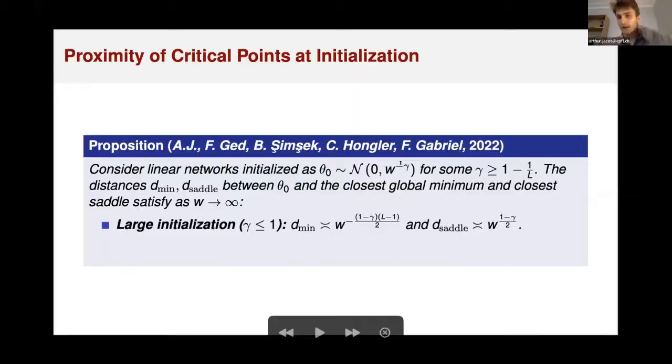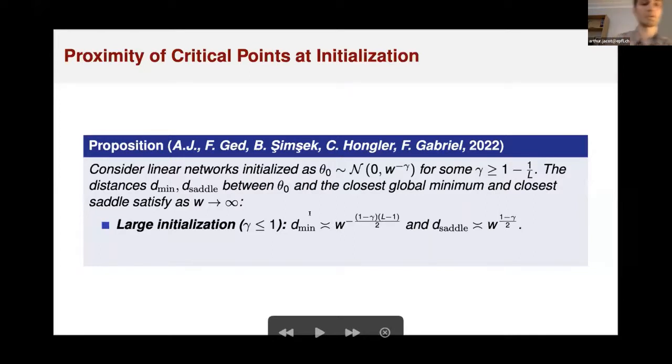And so if gamma is small, it means it's going to be a large initialization. And if gamma is very large, it corresponds to very small initialization, because as the width grows, the variance goes to 0 very fast if gamma is large. And we are only considering initialization which are not too large. So when gamma is larger than 1 minus 1 over L, because if you take any larger initialization, actually the variance of the network function at initialization would explode to infinity.